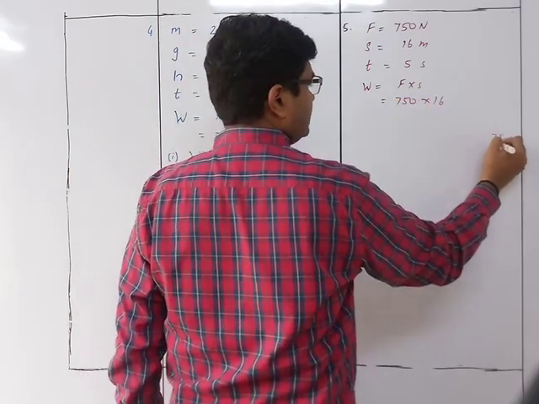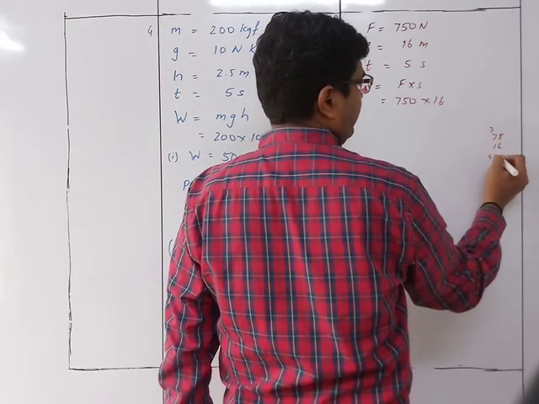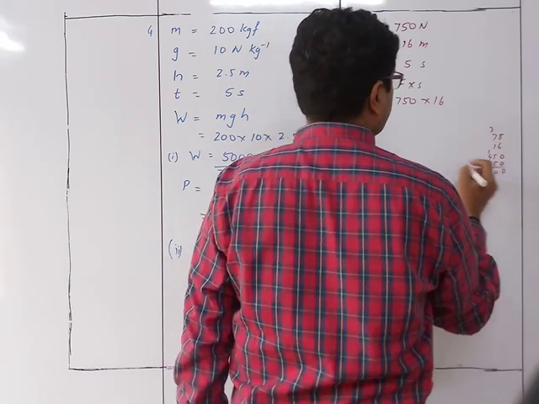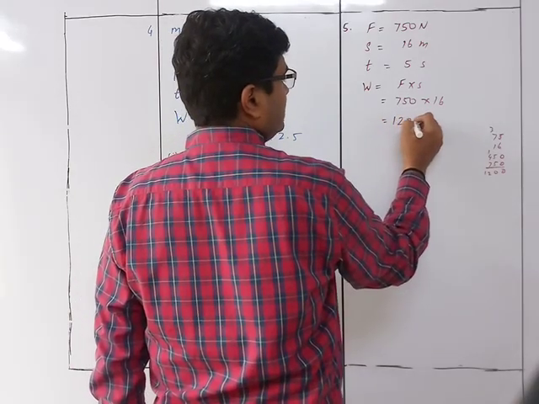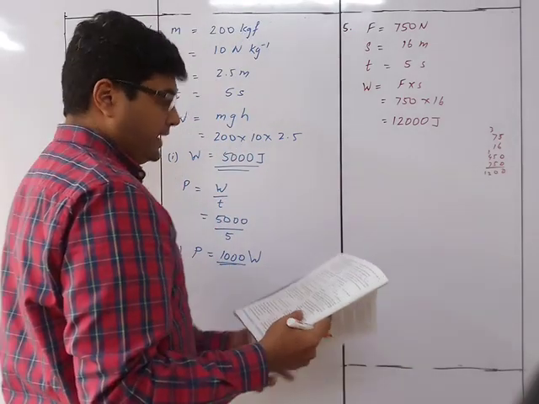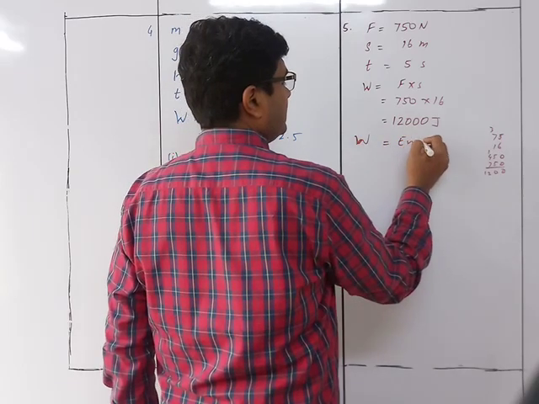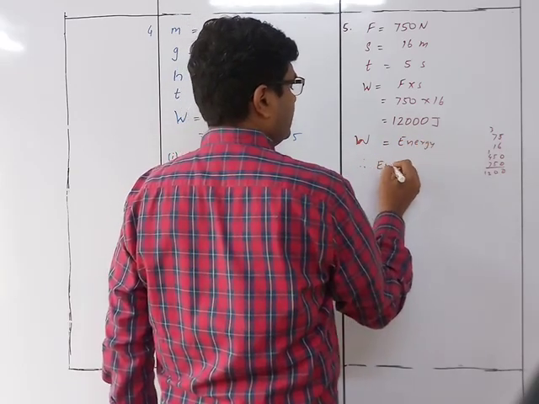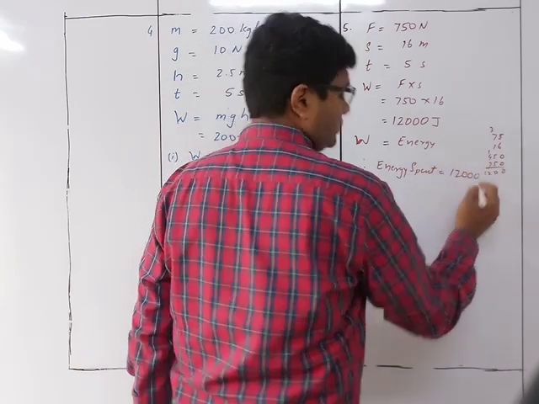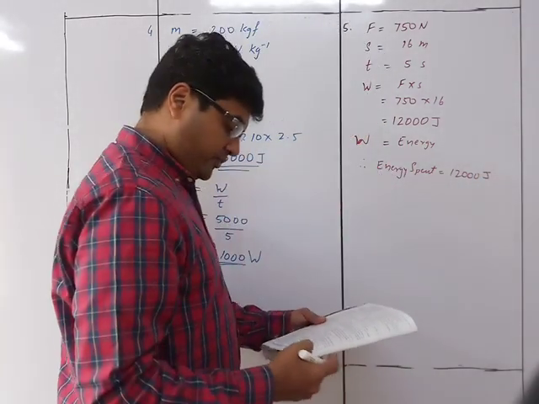So 75 into 16, that will be 12000 joule of work done. Now work is equal to energy. Therefore, energy spent is equal to 12000 joule. Okay, no confusions. This is the first part.